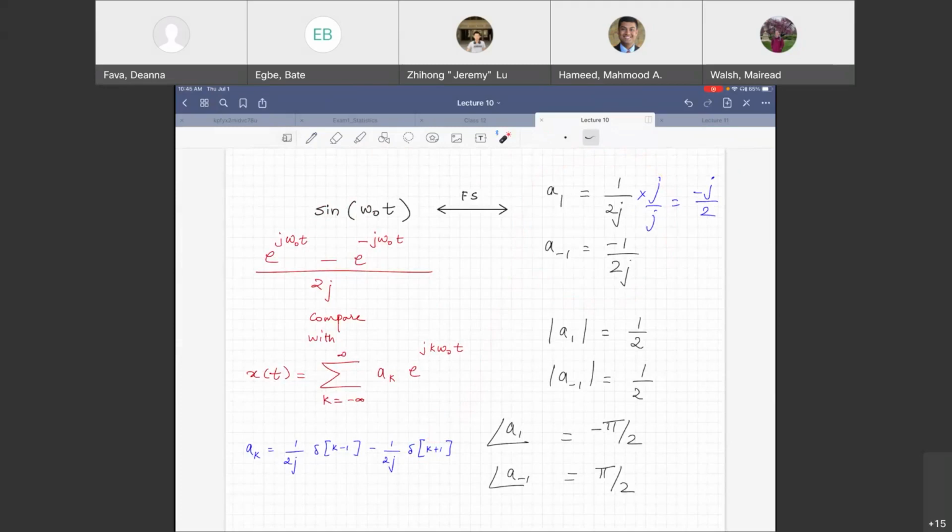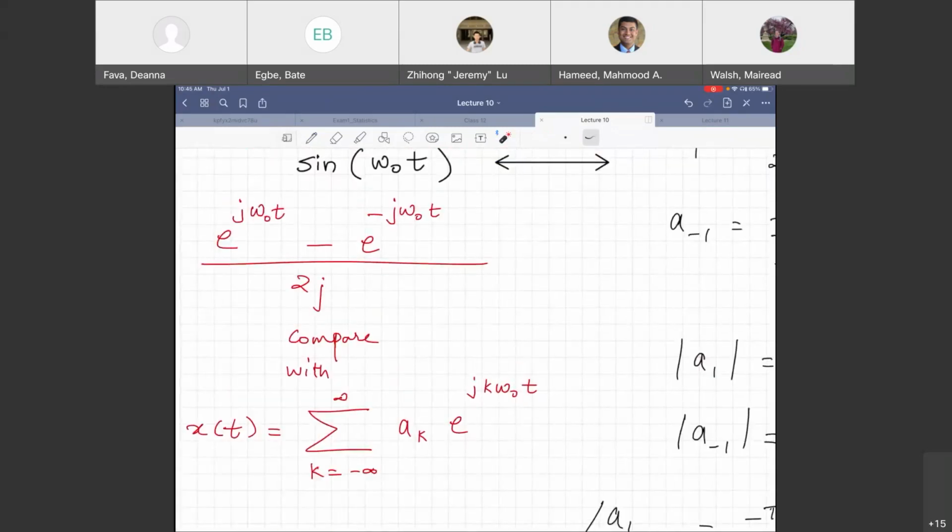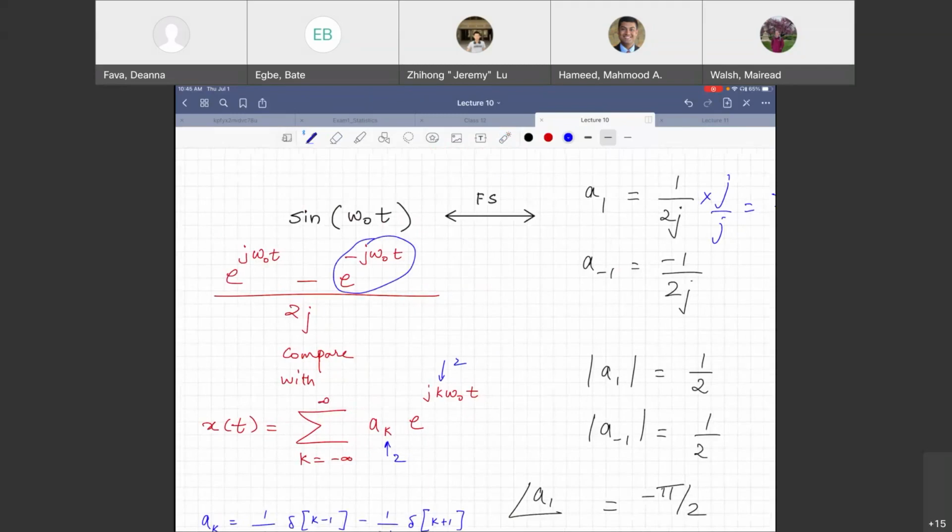Why do you only have the A1 and minus 1 values? Okay, so here, if I wanted A2, that would need a 2 here. If this was 2 here, that would need to be 2 there. But there's no 2 there, which means that all the other Fourier series coefficients are essentially 0.